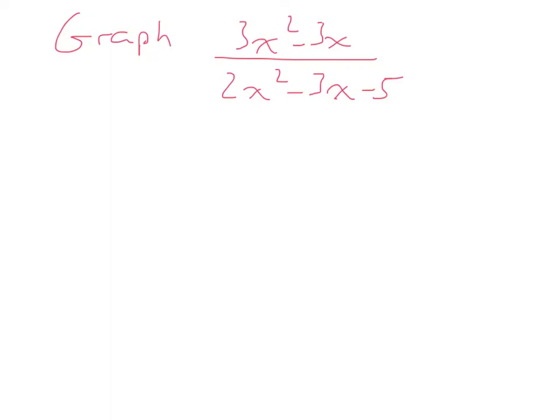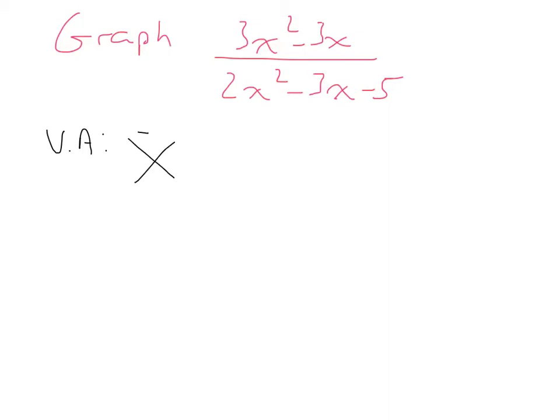Alright, we're going to graph 3x squared minus 3x divided by 2x squared minus 3x minus 5. What I like to do first is find the vertical asymptote. I just set the denominator equal to 0, where I'm going to have to factor this.